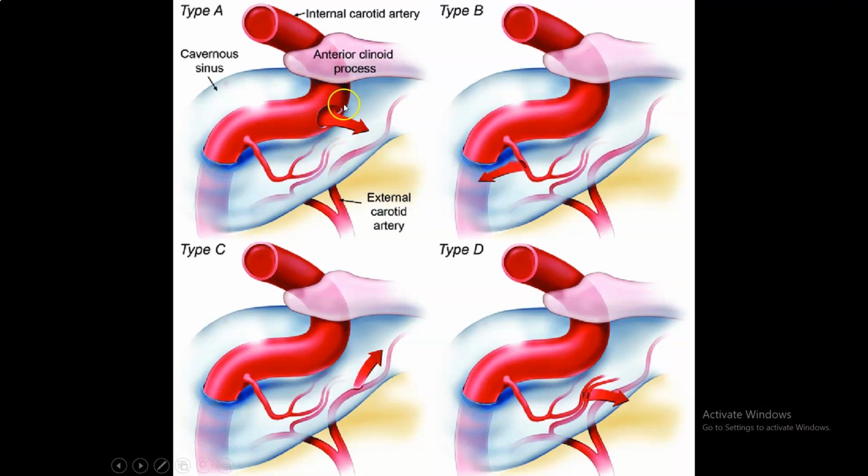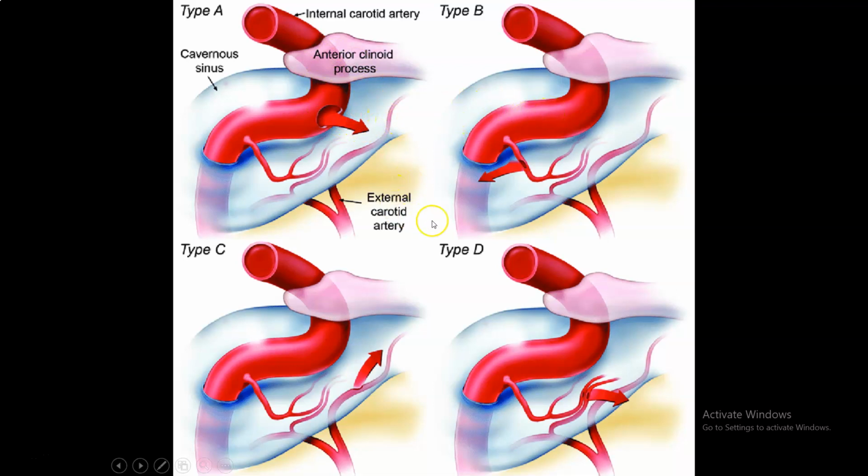A is the high flow, B, C, and D are low flow. The A is direct injury to the carotid, fracture base injury to the carotid, direct communication between the carotid and the cavernous sinus, high flow fistula.